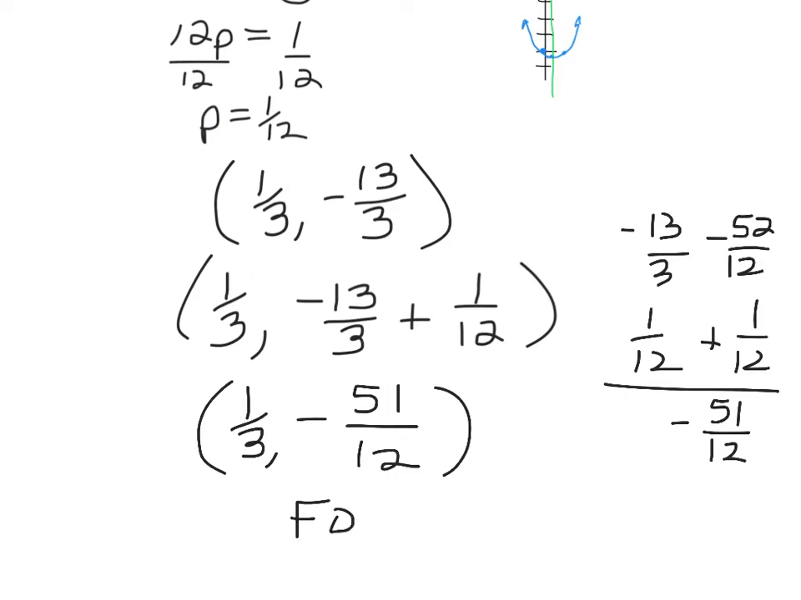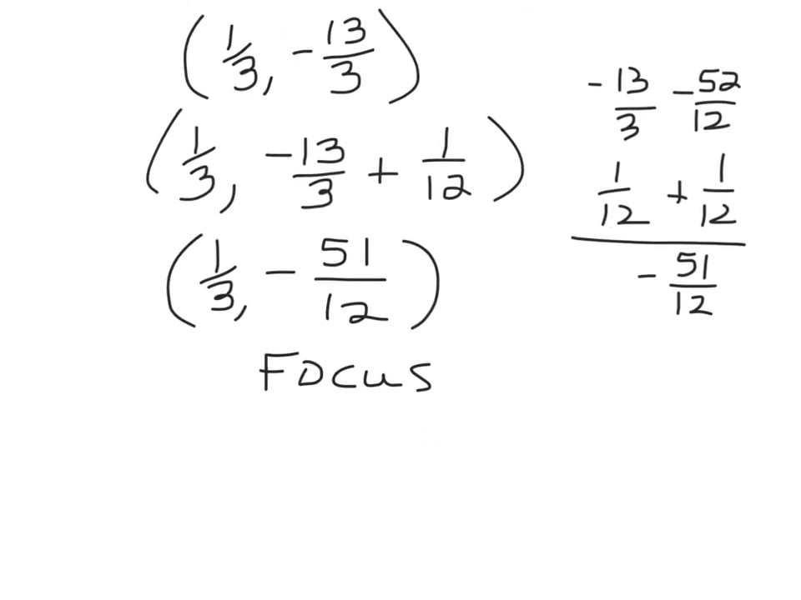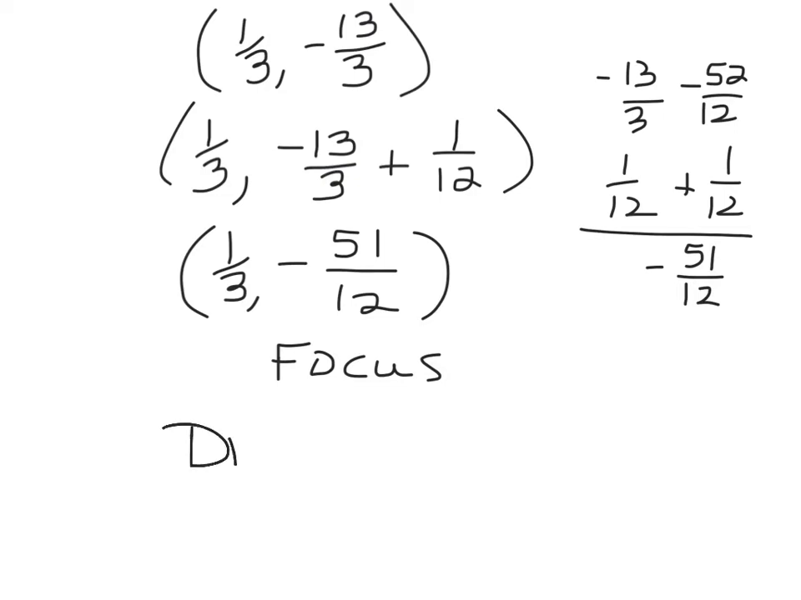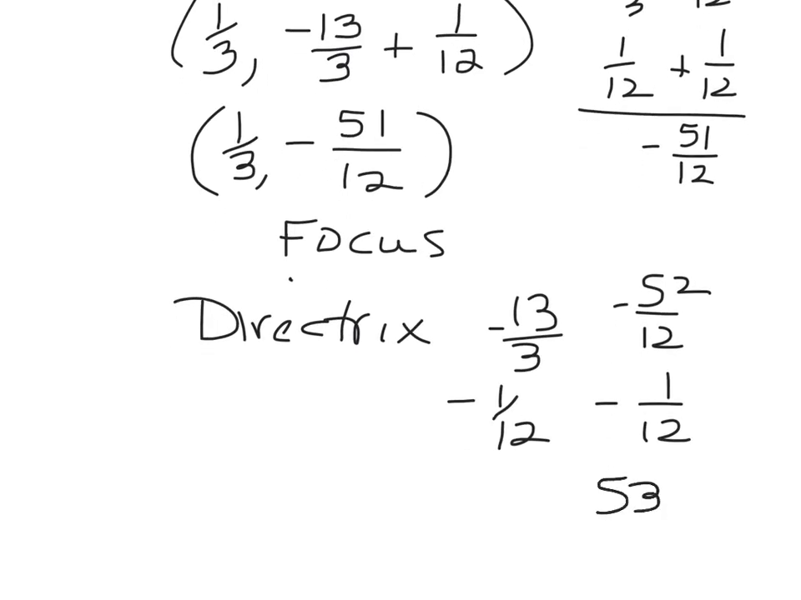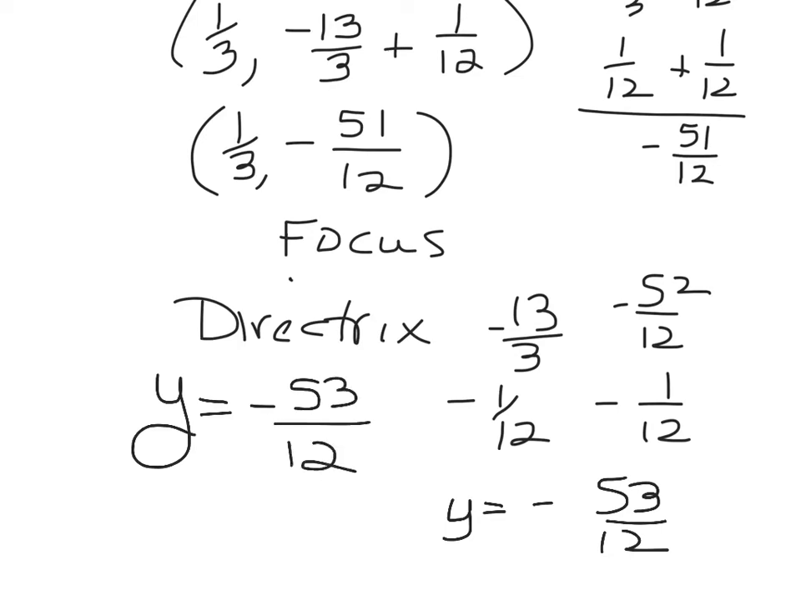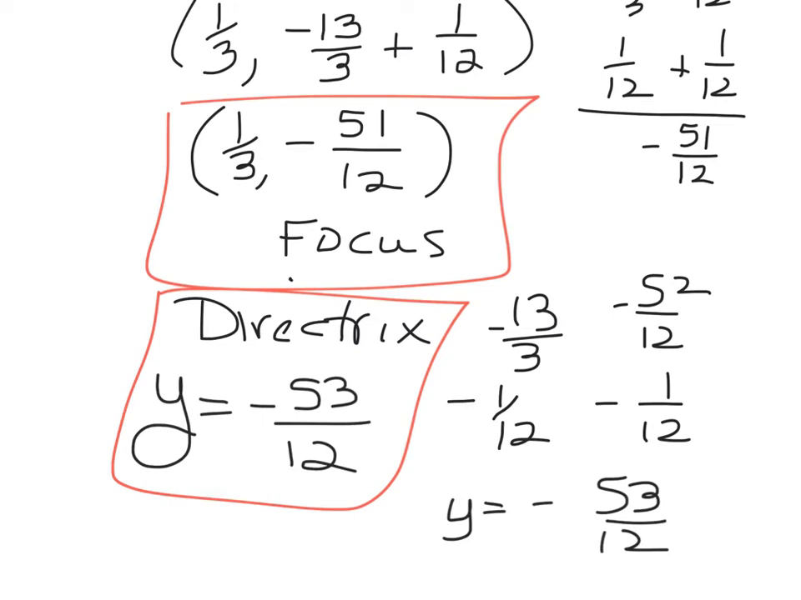This is the focus. For the directrix, we are going to subtract 1/12 from the 13/3. So for the directrix now, we will take -13/3 and we're subtracting 1/12. Again, common denominator is 12, and now I get -53/12. And again, it's an equation, so it's y equals -53/12. That's how we come up with all the pieces that we need to find.